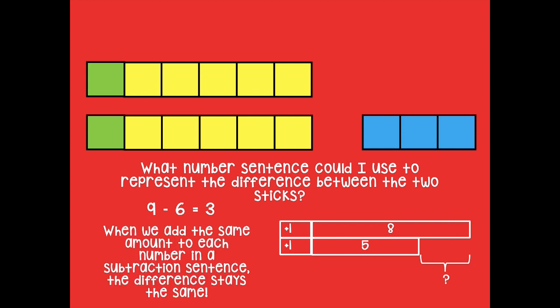When we add the same amount to each number in a subtraction sentence, the difference stays the same. So, friends, I could have had 8 minus 5, and I could have added 10 to each one of those, and the difference wouldn't have changed. Because as long as when you're working with subtraction, if you do one thing to one number and do the same thing to the other number, you're going to get the same difference.